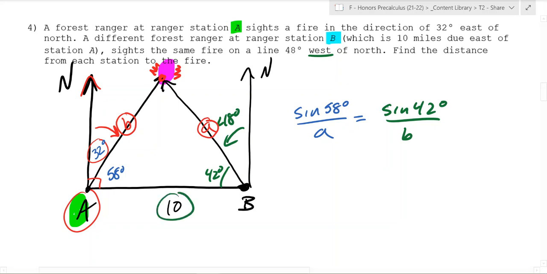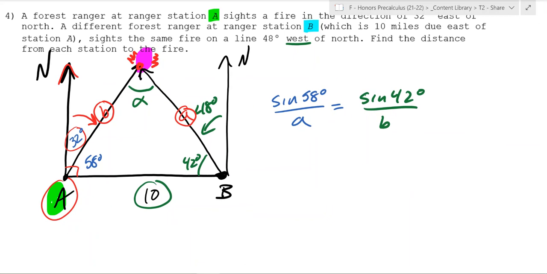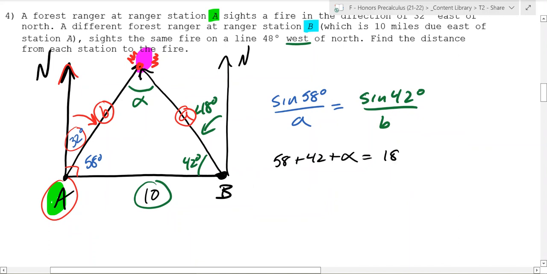So let's get that in there, and we can find out what this angle is right here. This angle, we can just call that alpha if we want to. And we know that the internal angles of a triangle add up to 180. So 58 plus 42 plus alpha is equal to 180.